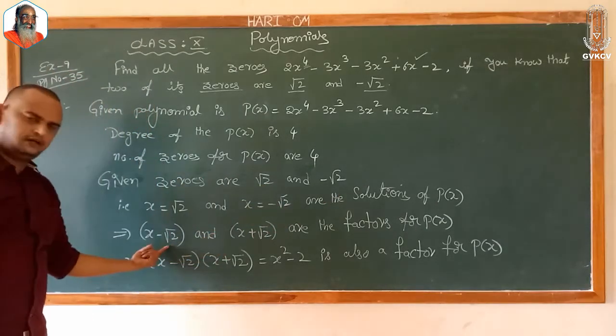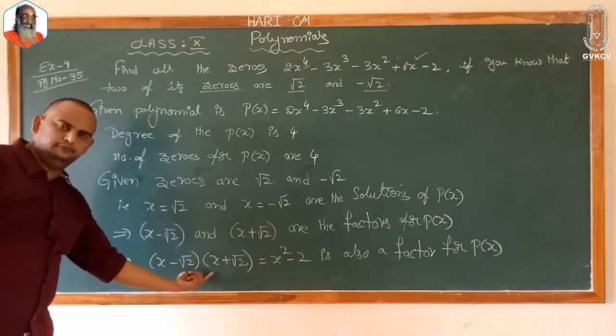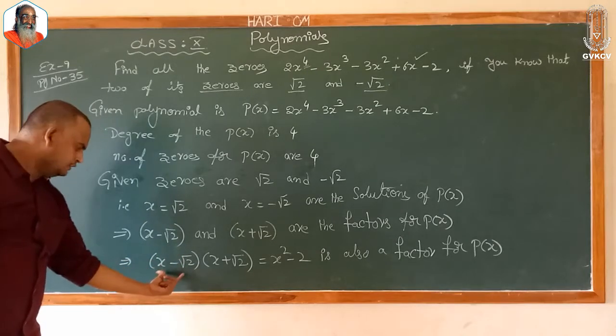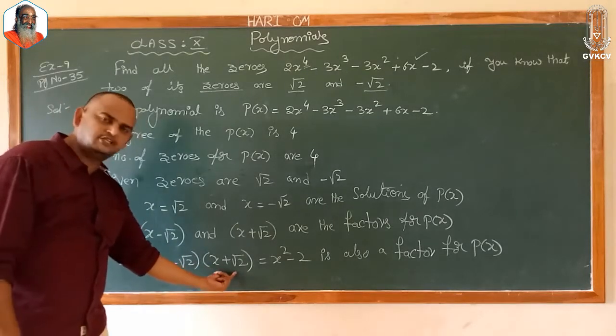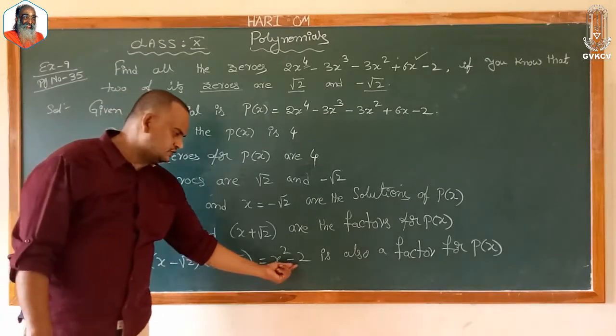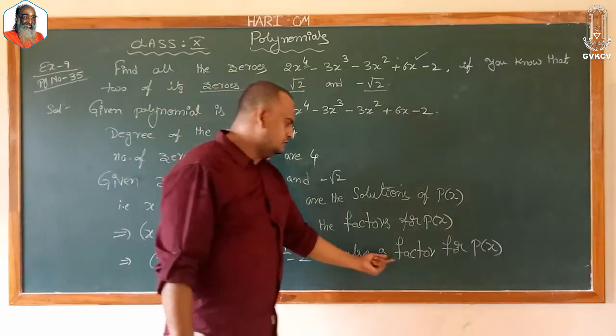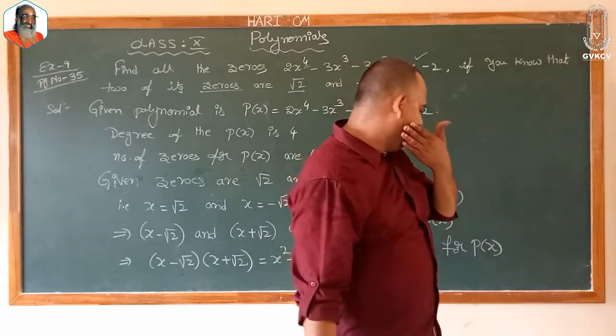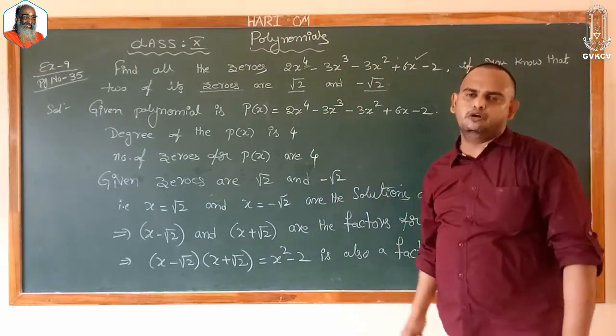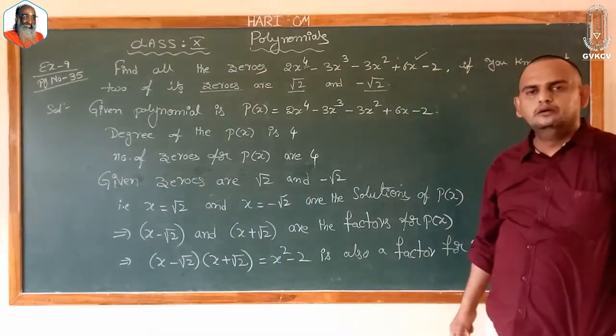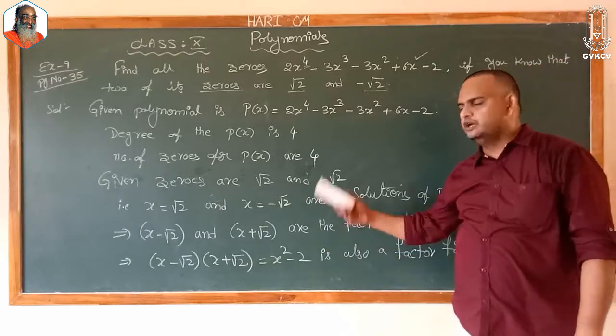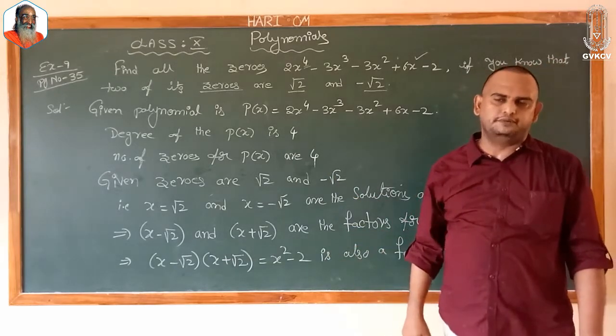When these two are factors, the product, x minus root 2 into x plus root 2, x square minus 2, is also a factor for p of x. Now we are going to apply the division.